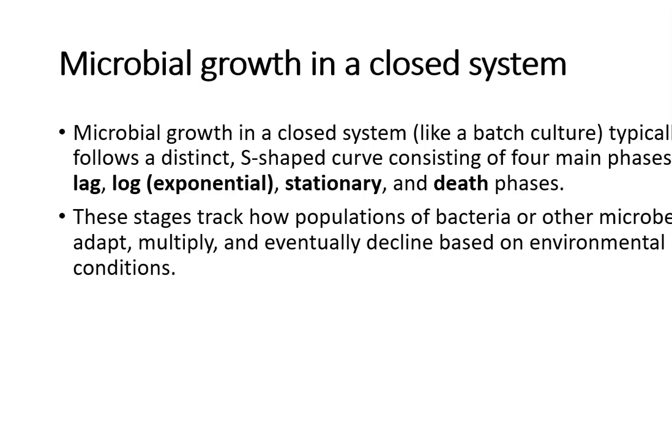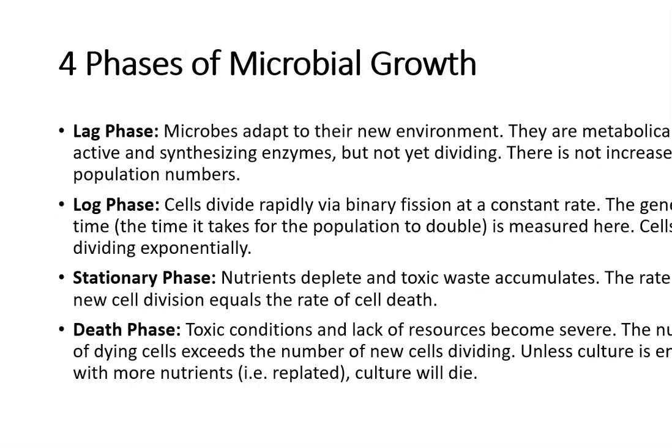All right, in a closed system, like a culture, it typically follows what we call an S-shaped curve that consists of 4 phases: lag phase, log phase, stationary phase, death phase. And this will track the population of the bacteria and their ability to multiply and divide and then eventually die. And I'll show you the curve in a second.